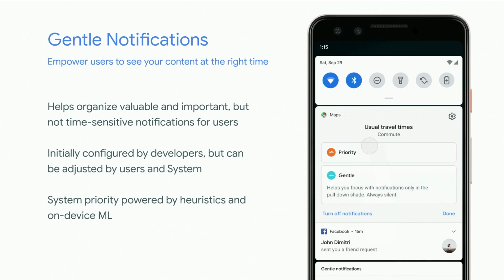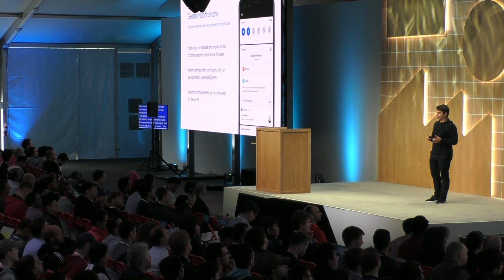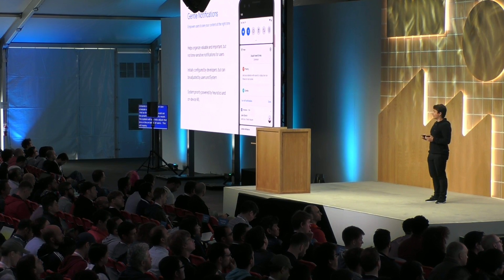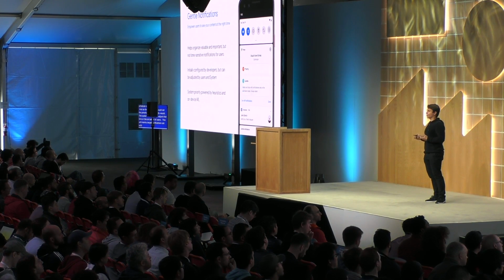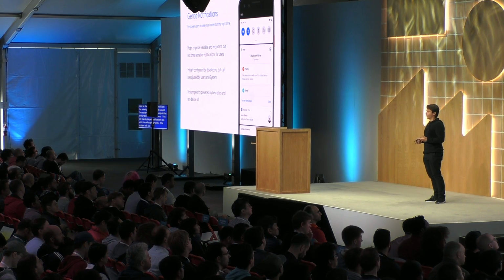And so the story for developers is that you still set the priority as you normally would. Users can still adjust that priority, but now the system will also help adjust that priority on behalf of users. And this will mainly target notifications that are set with the default priority. In AOSP and in Q, the system will use a heuristic model, but we also will be incorporating on-device machine learning to make this a better experience.